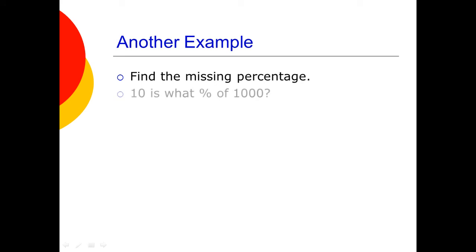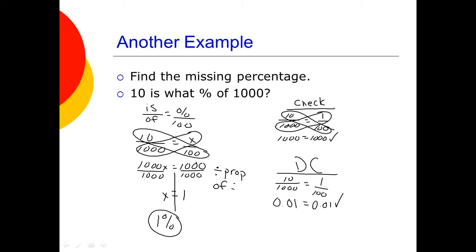Here's another example. Let's find the missing percentage. 10 is what percent of 1,000? Pause the video at this point to give yourself a chance to do the work. So since the problem says finding the missing percentage, it's obvious that x is going to go in my percent spot. We're going to have 10 over 1,000 equals x over 100.